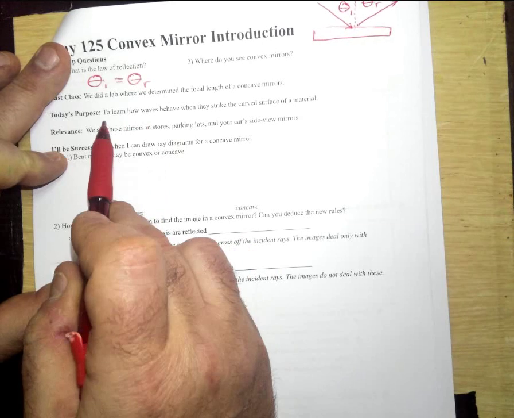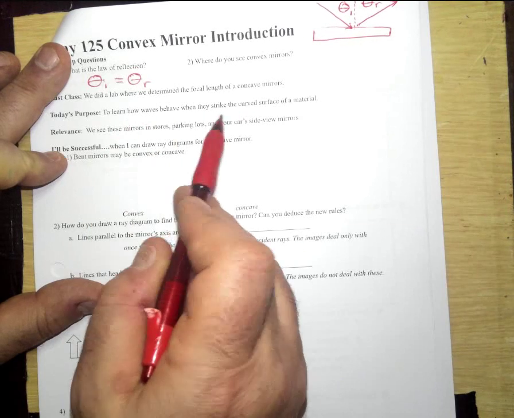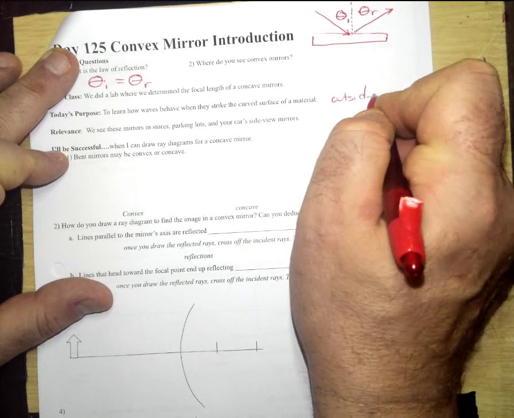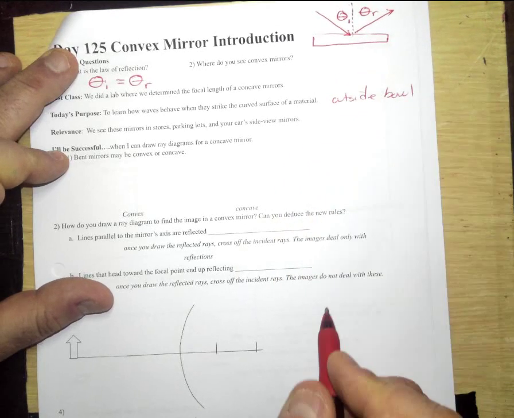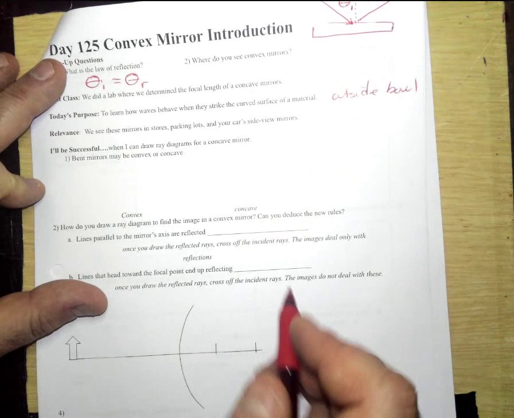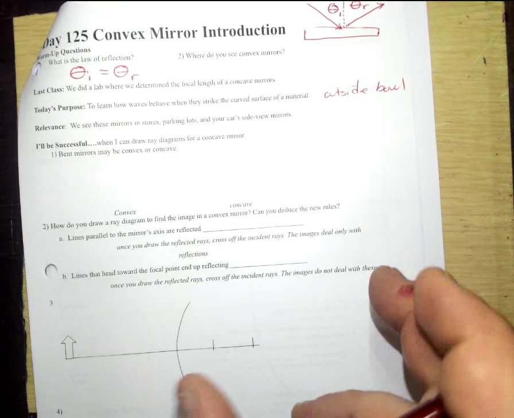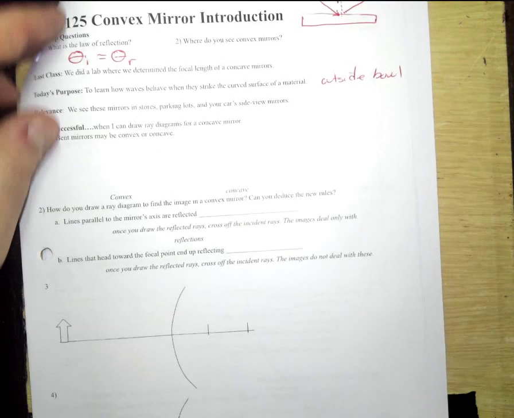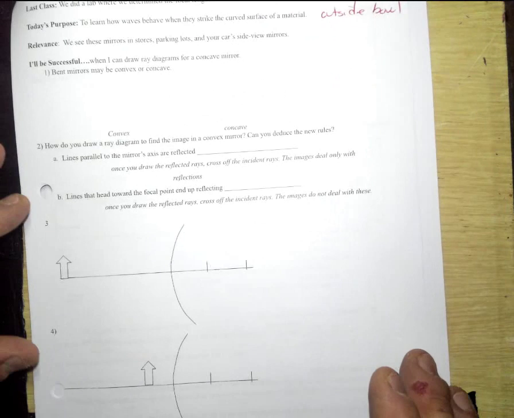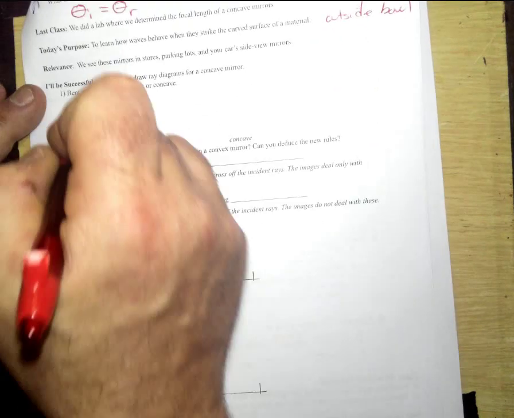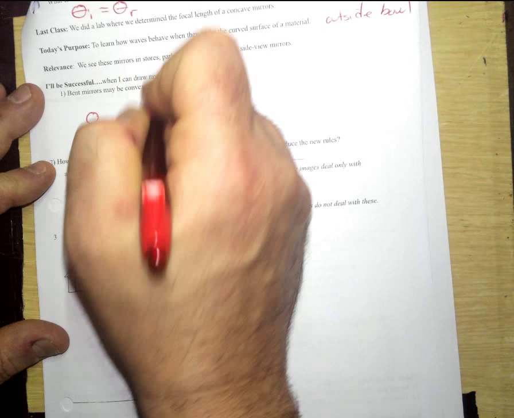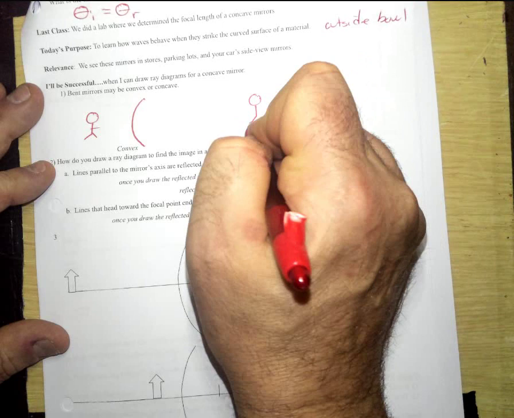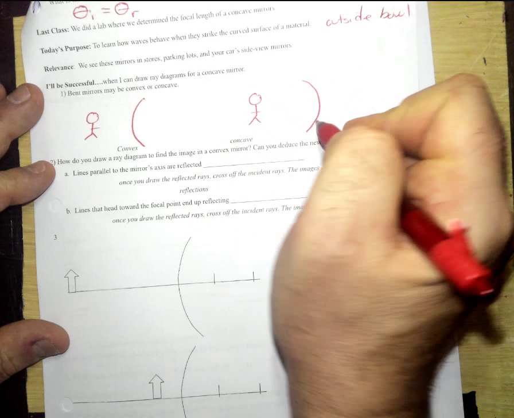Today's purpose is to learn how waves behave when they strike a curved surface of a material on the outside of a bowl, called convex. We do see these in stores, parking lots, side view mirrors. Success, you can draw a ray diagram for these things. Okay, once again, just to review, convex is when the middle bows out towards us. Concave is when the mirror middle bows away from us.